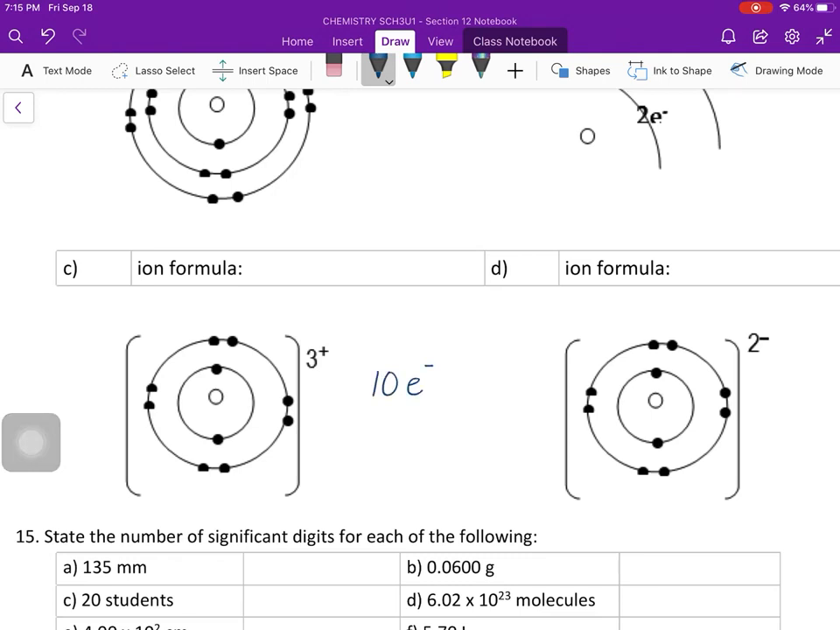So that's 10 negative charges. To end up with a positive charge overall, I must have 3 more positive charges. So 13 protons. That's what would give me an overall charge of 3+. So I can just look for whatever has the atomic number of 13.